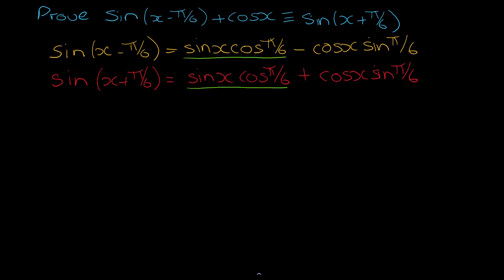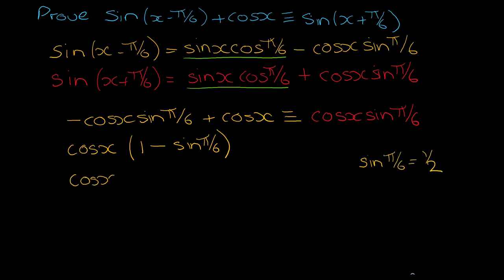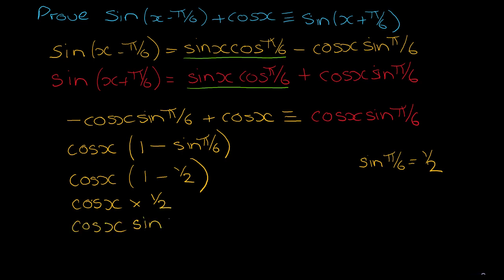to touch those. We need to show that minus cos x sine pi over 6 plus cos x is equivalent to cos x sine pi over 6. Factorising out cos x, we get cos x brackets 1 minus sine pi over 6. Sine pi over 6 is equal to a half. So that's cos x (1 minus a half). So that's cos x times a half. And as we can see, a half is sine pi over 6. So we've got cos x sine pi over 6, which was what we wanted.